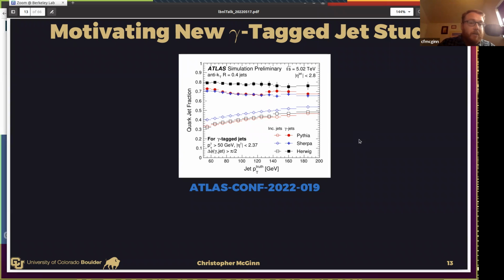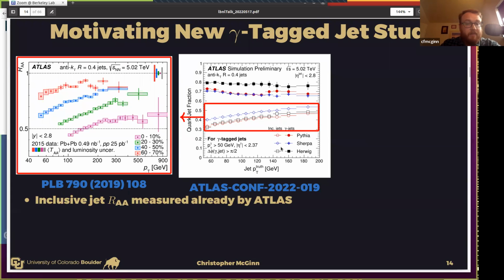And to motivate it, we're going to look at quark jet fractions. This is using 3 different generators, Pythia, Sherpa, and Herwig. And we're just comparing open circles, open boxes, open crosses for inclusive jets, and then their closed counterparts for gamma-tagged jets. And if I just put a box here around the quark jet fraction for the inclusive jets, this is pretty well known, but nevertheless, just to repeat, it's mostly gluon jets, actually. Maybe as you go to higher pT, it gets to 50-50, but you're gluon dominated.